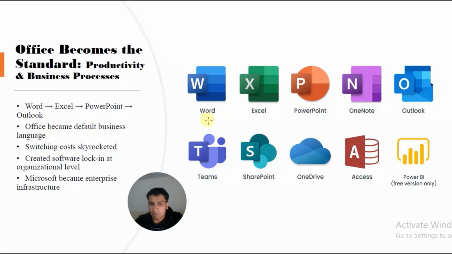So due to which businesses depend on these tools, and they are not in a position to shift to some other product, because switching results in high cost. So this also gives greater monopoly to Microsoft on business. So it created a software lock-in at the organization level, and Microsoft became the enterprise infrastructure as well. So you can see how Microsoft controls the entire enterprise atmosphere.